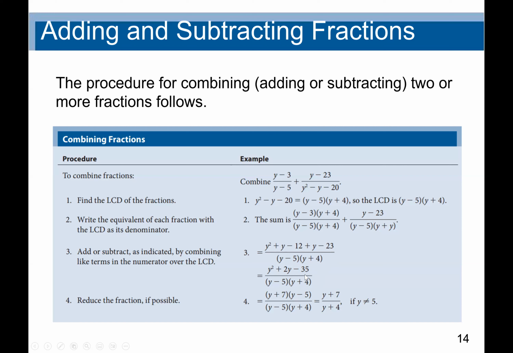Then we see if we can factorize the top. We were able to, because 7 times negative 5 gives negative 35, and 7 minus 5 gives positive 2. So we have (y plus 7)(y minus 5) divided by (y minus 5)(y plus 4). So y minus 5 will cancel. We have 1 at the numerator and 1 at the denominator. So our final answer will be (y plus 7) divided by (y plus 4).